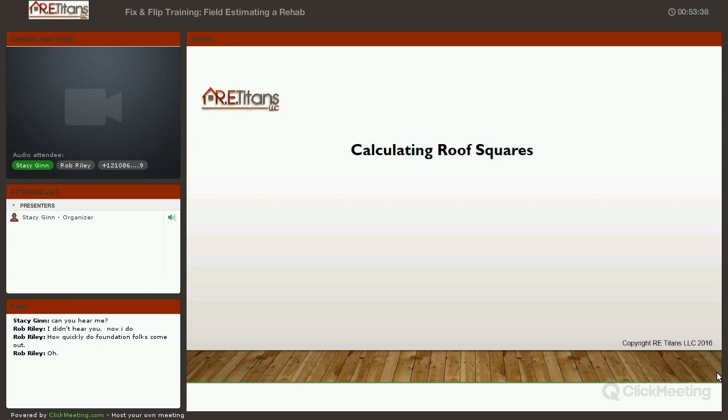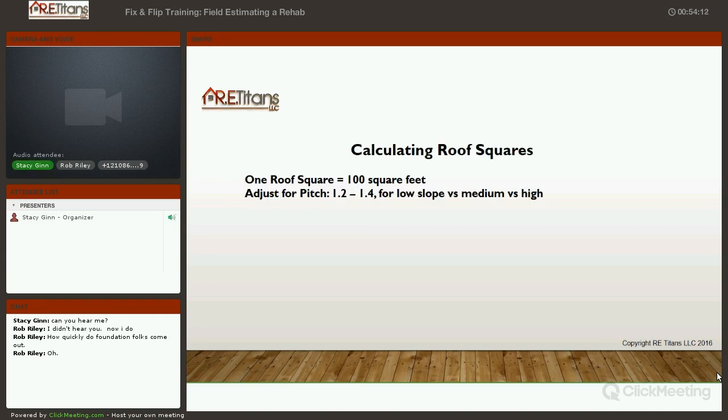Calculating roof squares. That is something that is not that difficult, but obviously a mystery, because everybody asks, what's a roof square? What is a square of a roof? One square equals 100 square feet of roof. Now, remember, our roofs are flat, and we'll talk about that in a minute. But that is what a roof square is. It's 100 square feet of roof.